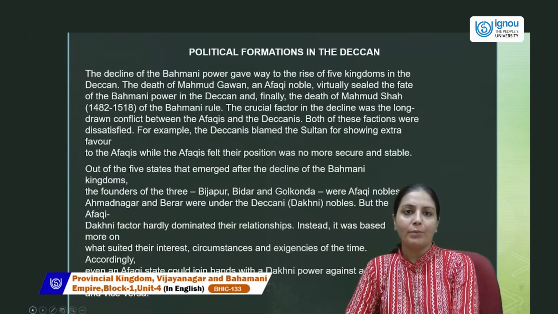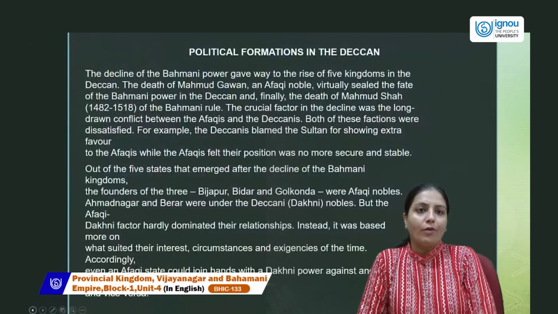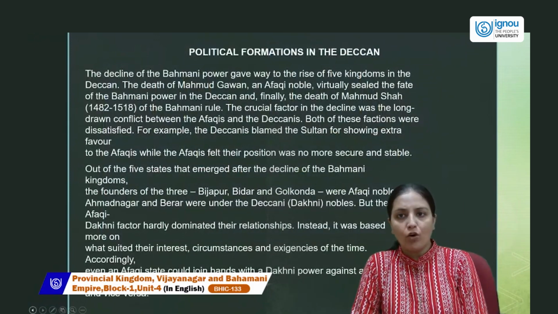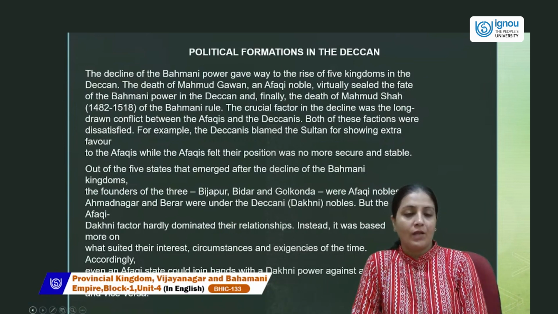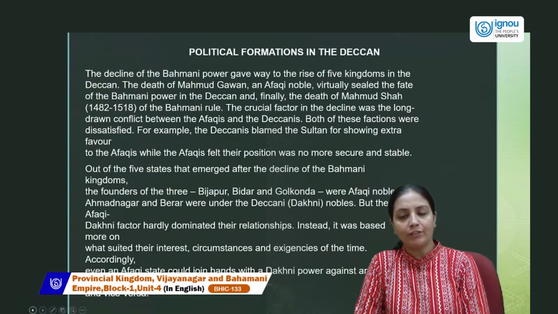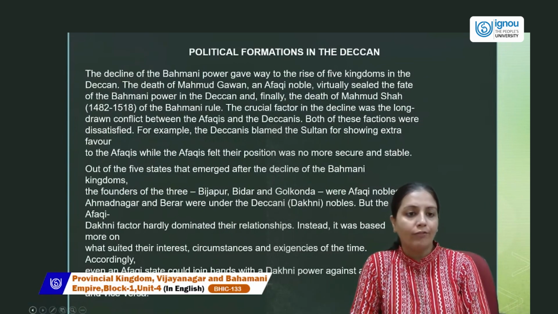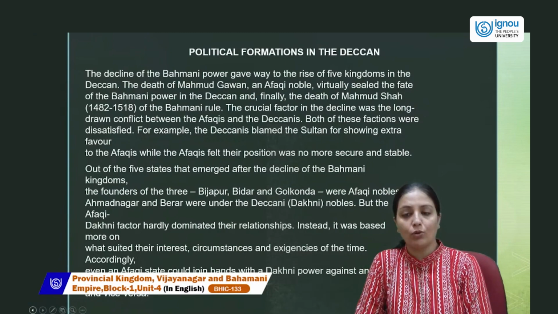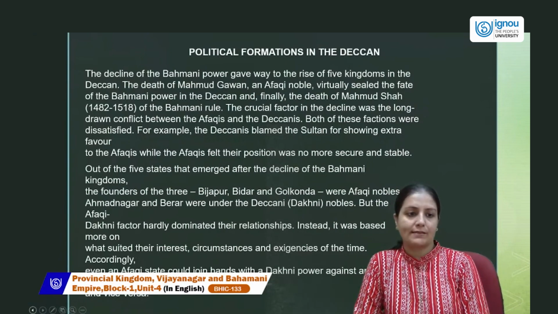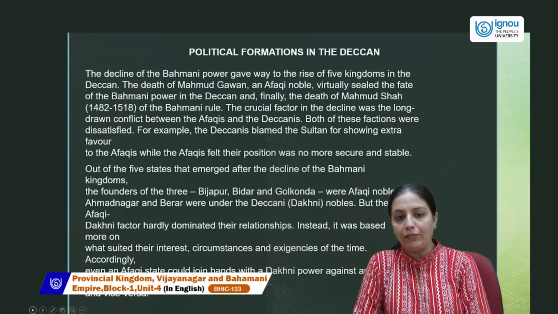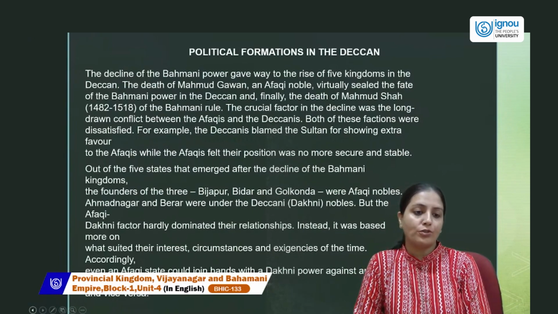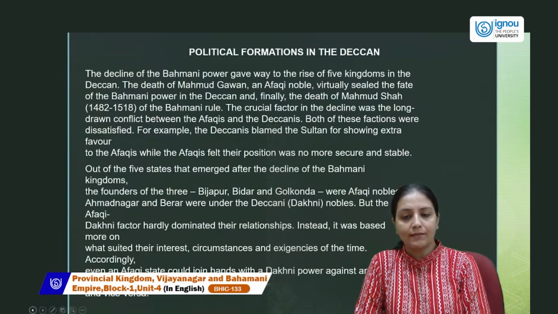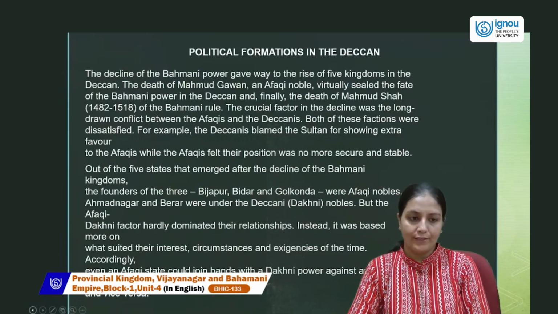The decline of Bahmani power gave way to the rise of five kingdoms in the Deccan. The death of Mahmud Gawan, an Afaqi noble, virtually sealed the fate of Bahmani power in the Deccan. Out of the five states that emerged after the decline of the Bahmani kingdom, the founders of three, Bijapur, Bidar, and Golconda, were Afaqi nobles. The Dakhini factor hardly dominated their relationship. Instead, it was based more on what suited their interests, circumstances, and exigencies of the time.